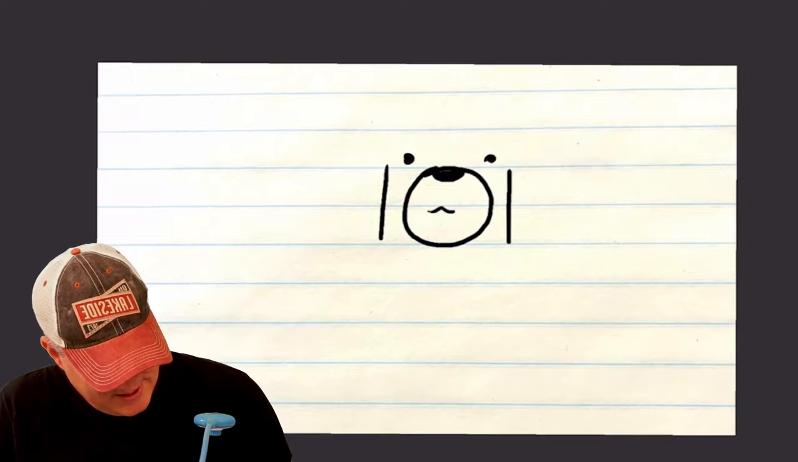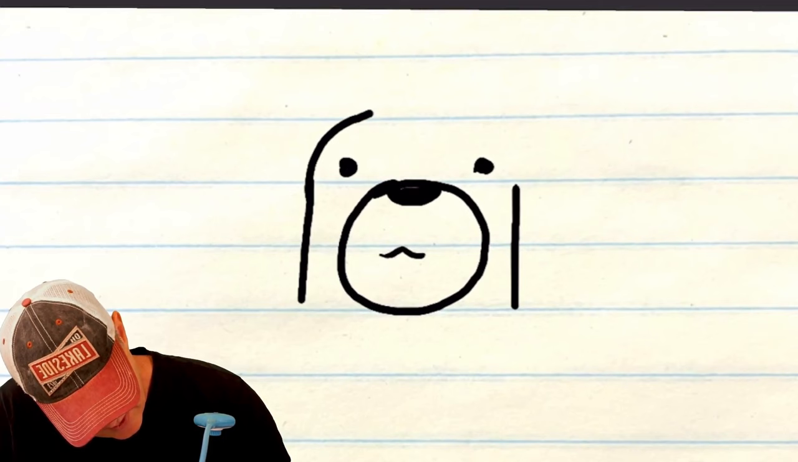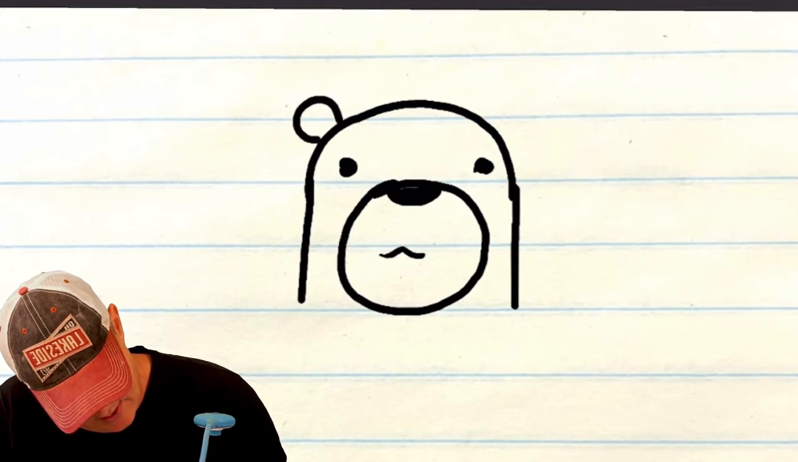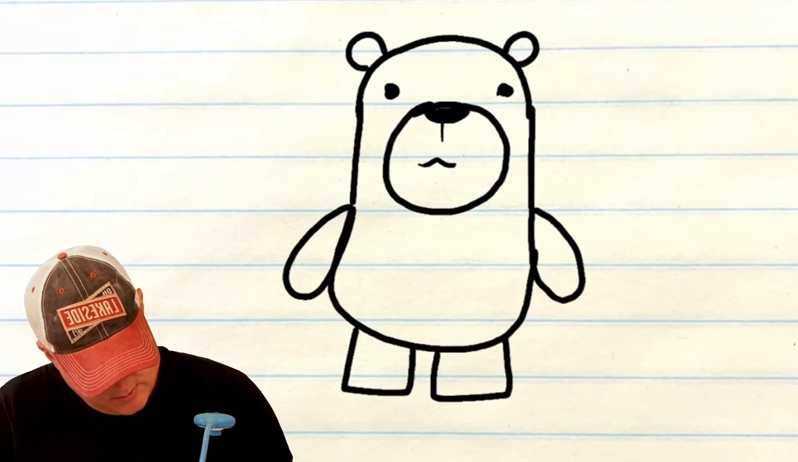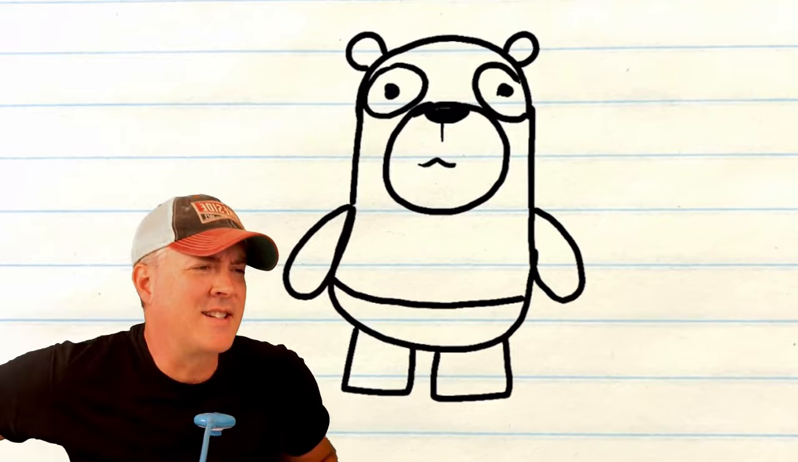Oh, it's too cute. And let's draw the top of the head. We'll just round that. And then add little panda ears, nose. And then the body, do an arm here, one right here. It's looking pretty cute. Yeah. We got to add those colors around the eyes. And is that what a panda looks like? I think it needs cleaned up a bit.